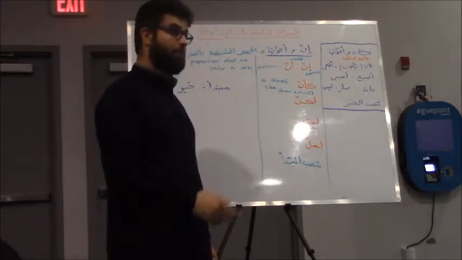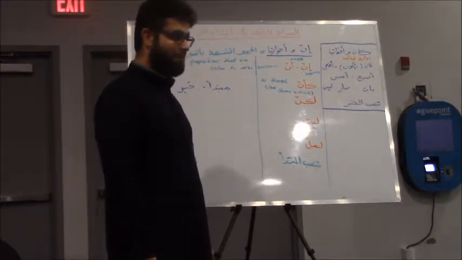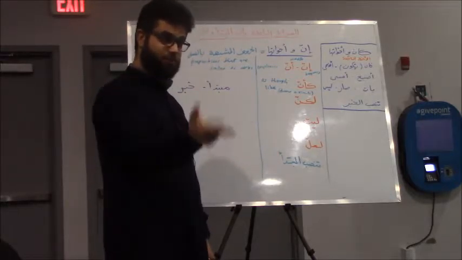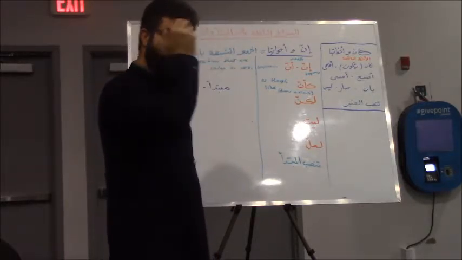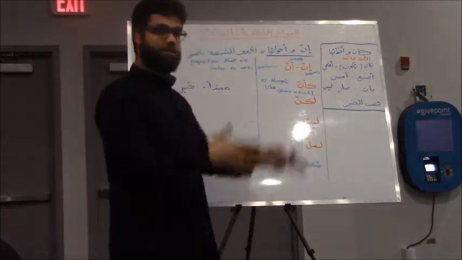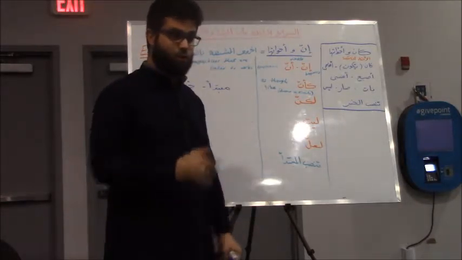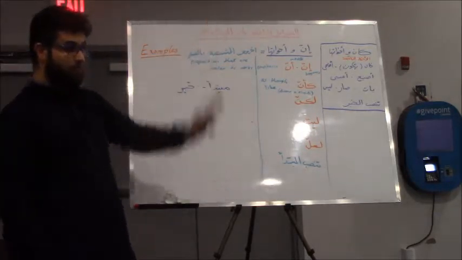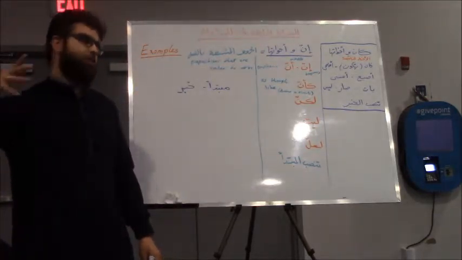Khabar, on the other hand, can be what? How many things can khabar be? It can be a bunch of stuff. It can be a noun, it can be a semi-sentence, two semi-sentences, or it can be two full sentences, like a noun-based sentence or a verb-based sentence. So khabar has more than one thing it can be, but mubtada can only be one of two things. It's either a noun or an implicit noun, like a pronoun or an estimated noun.